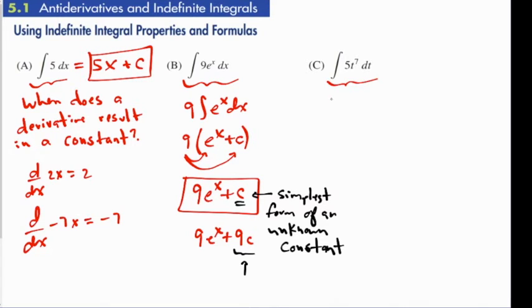So part C, we're going to take the constant out again. We're left with t to the 7th dt. We see that this is the power rule in reverse. So add 1 to the exponent, and that gives us t to the 8th. Now divide by the new exponent. That gives us t to the 8th over 8. Now bring that constant back, that 5, so it's 5/8 t to the 8th power. And don't forget the constant of integration.